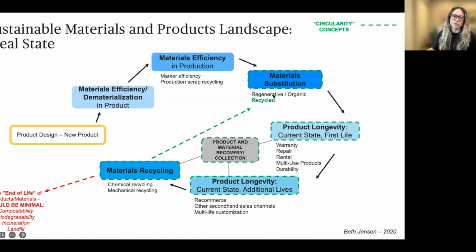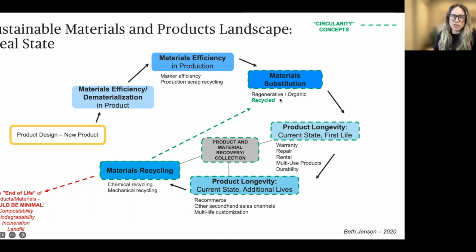Now actually, this diagram was developed about 3 years ago. Now I would also highlight in green this concept of regenerative, because that's getting more and more formally put into a circularity definition. So you can see the real-time evolution of this concept.